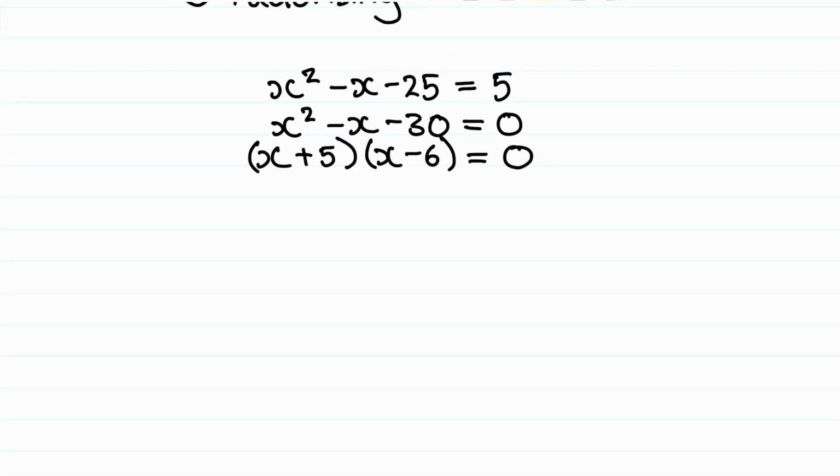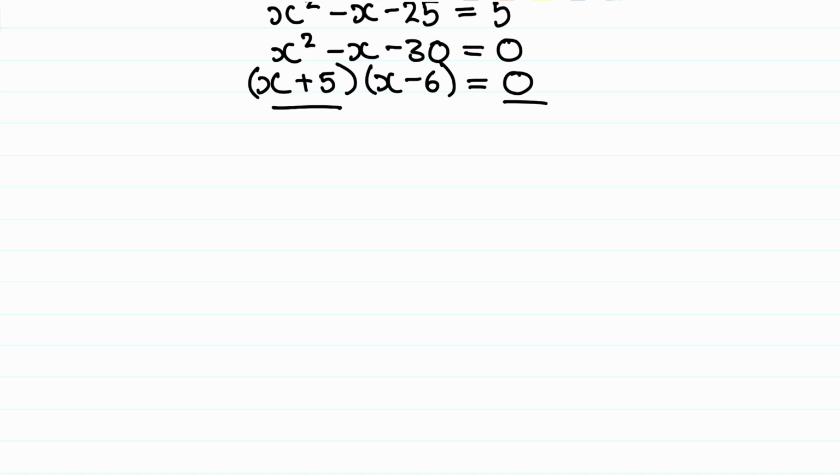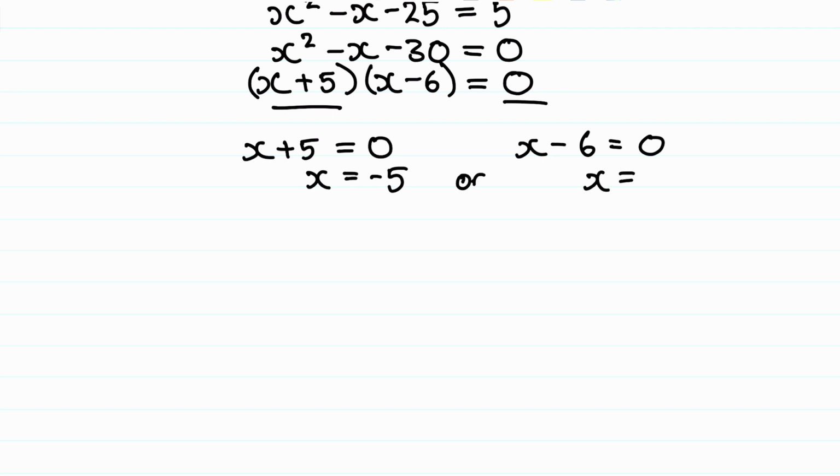Okay, so now we've factorised it, then we can solve for x. The way this works is that if we have two things multiplied together equaling 0, that must mean that either one of these brackets or both of them equal 0, as that's the only thing that would cause the product of them to be equal to 0. So we could either have x plus 5 equaling 0, or x minus 6 equaling 0. So x is therefore minus 5, or x is positive 6.